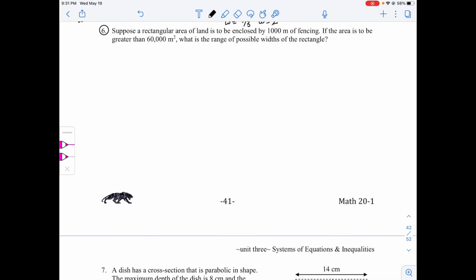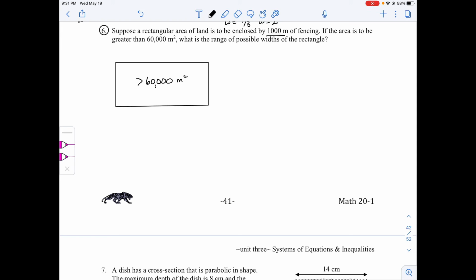All right, let's take a look at this next question. It says, suppose a rectangular area of land is to be enclosed by 1,000 meters of fencing. And so if we've got this rectangular area of land, and it says the area is to be greater than 60,000 square meters, what is the range of possible widths of the rectangle?